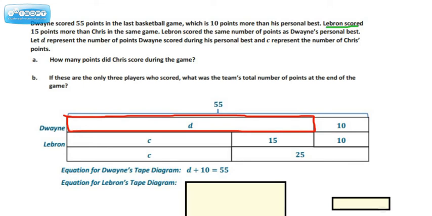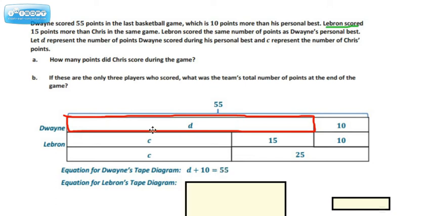Now, the reason why I personally don't like the wording of this question is because if we're talking about him getting 10 points more than his personal best, then in my opinion, wouldn't 55 points be his personal best? So that's a little bit confusing to me, so I don't really like that aspect of this question.